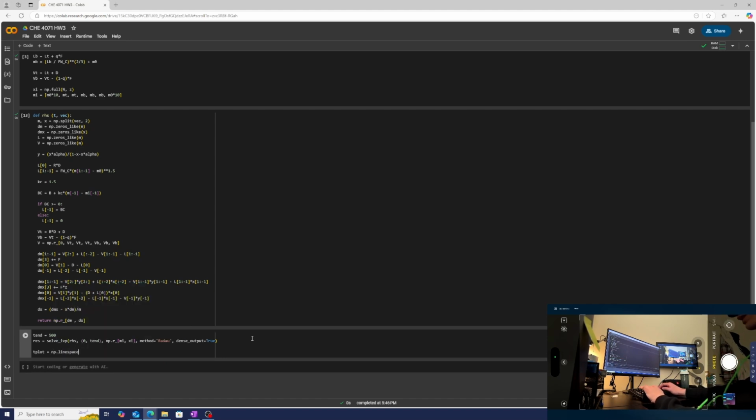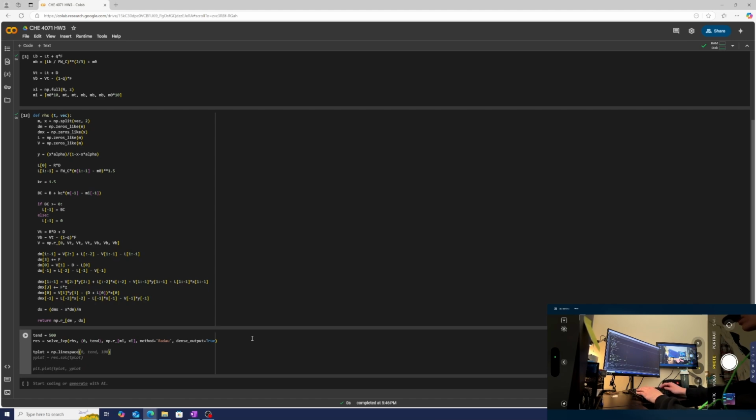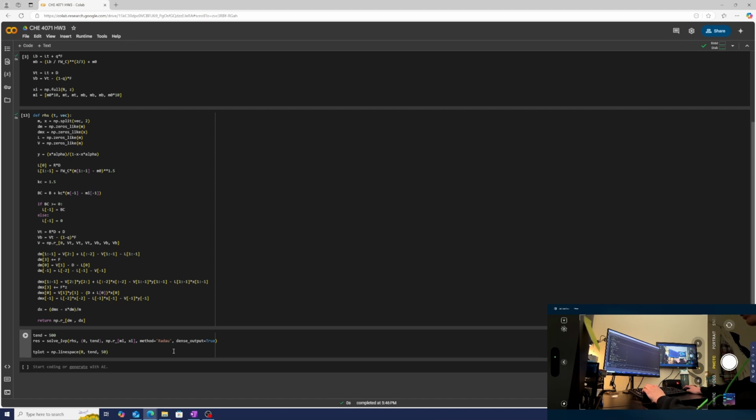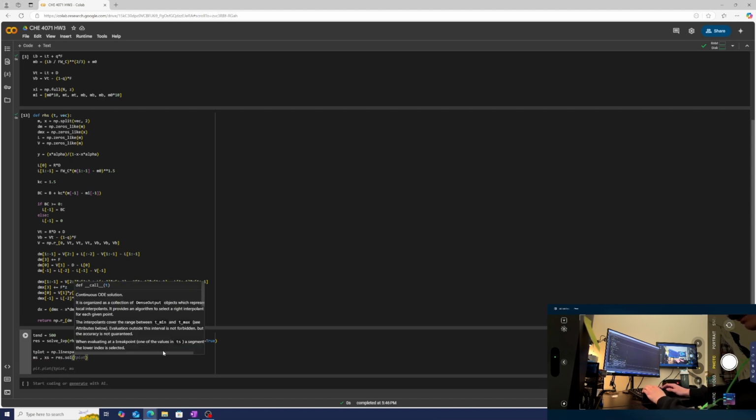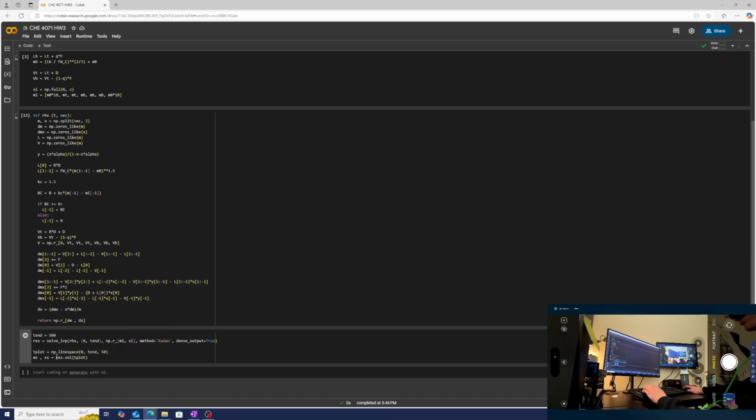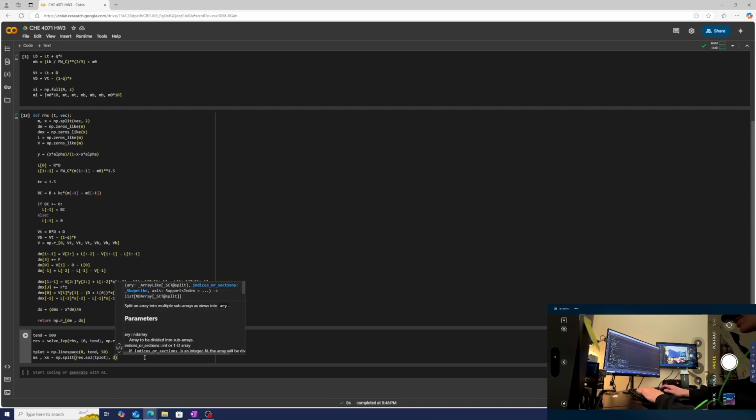So our t-plot will be np linspace from our 0 to our t end. We want 50 points. Our m's and our x's will be equal to our res.sol of our t-plot. However, this needs to be split, so np split our res.sol t-plot. We need to split this into 2, and our axis will be 0.